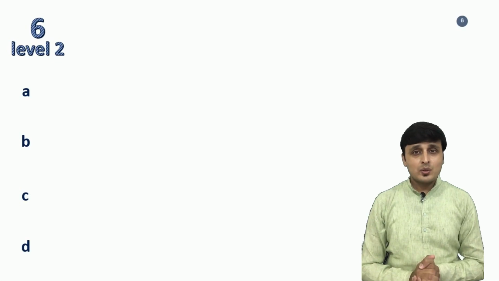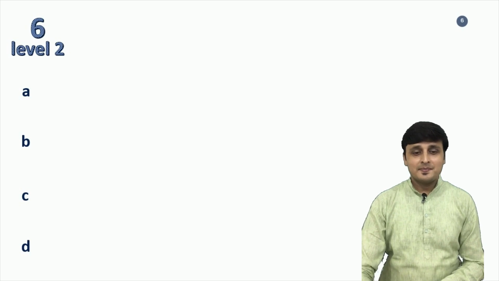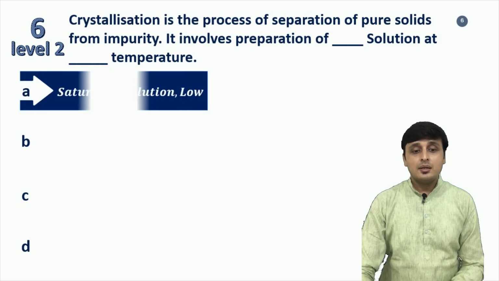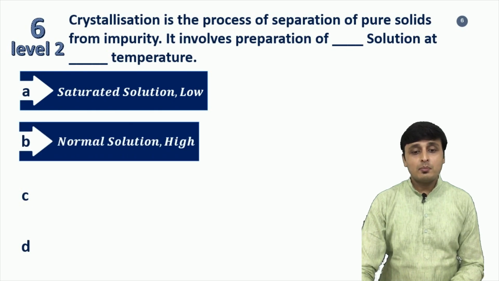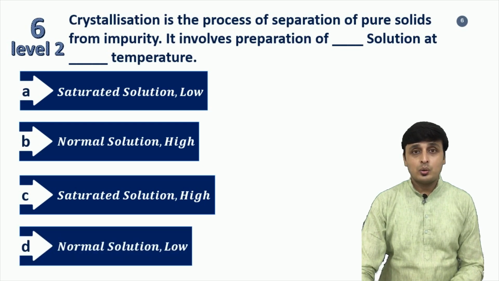Now presenting sixth question of the show, question 6, level 2, and the question is: crystallization is the process of separation of pure solids from impurity. It involves the preparation of blank solution at blank temperature. Options are option A, saturated solution, low temperature, option B, normal solution, high temperature, option C, saturated solution, high temperature, and option D, normal solution, low temperature.